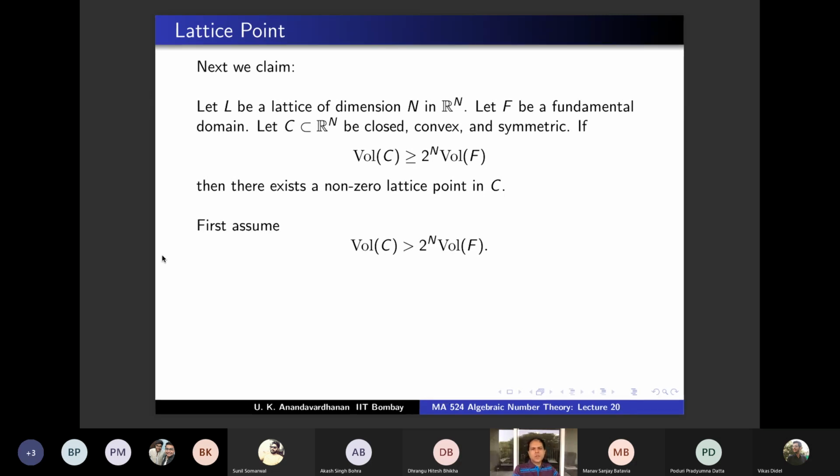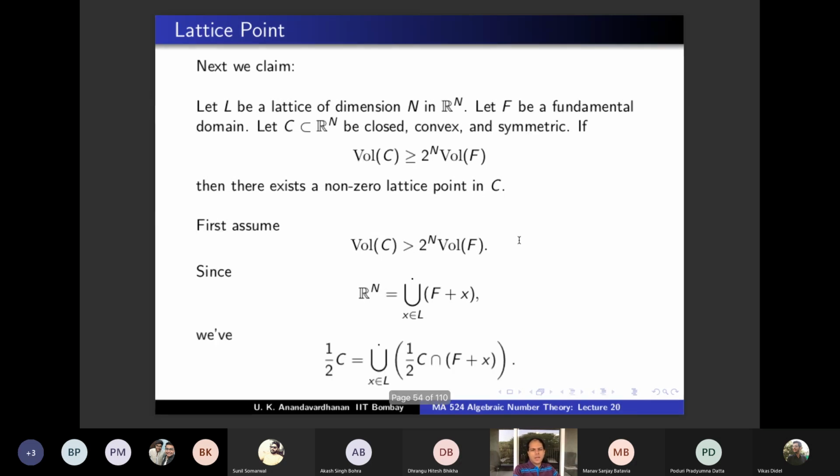So let's prove this. We are going to prove this assertion with strictly bigger than, that is step 1, and step 2 will be making use of that. So let us assume that volume is strictly bigger than 2 power n times volume of F. Now, F is a fundamental domain, right? What does that mean? Any point here, modulo L, belongs to F, and uniquely. So it's a disjoint union. Any point belongs to this union, that is the first condition, and it belongs to a vector in a unique fashion. So that's how you get the disjointness. So this is the definition of the fundamental domain, as X varies in the lattice.